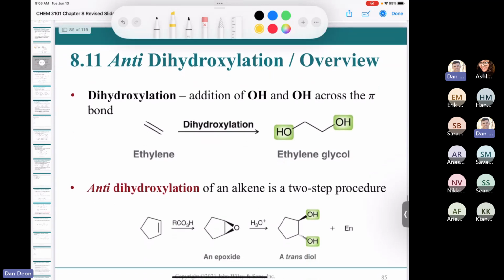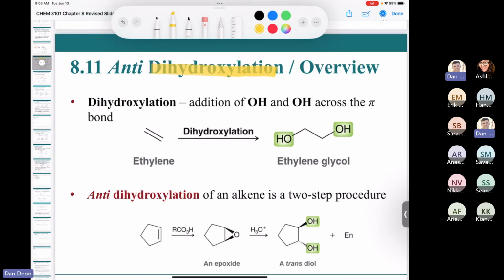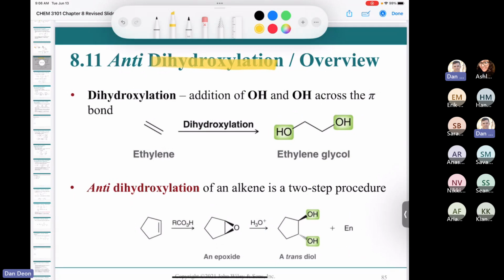And so now we're going to turn our attention for the next two sections. We're going to discuss dihydroxylation. In section 8.11, we cover anti-dihydroxylation, and then in 8.12, we cover syn-dihydroxylation. And so this is the only time we learn both methods. We learn syn and anti-dihydroxylation.